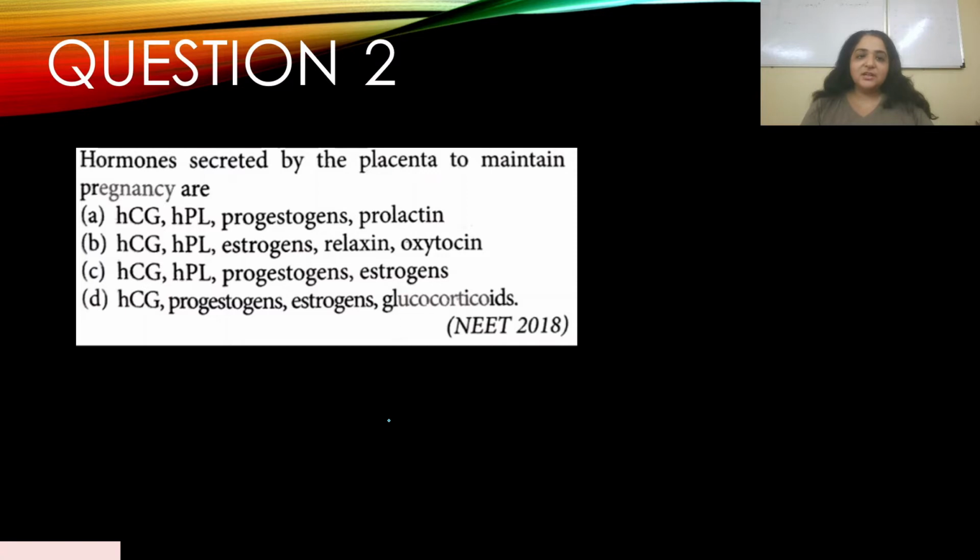Hormones secreted by the placenta to maintain pregnancy are, and this appeared in NEET 2018: A. HCG, HPL, progestogens, prolactin. B. HCG, HPL, estrogen, relaxin, oxytocin. C. HCG, HPL, progestogens, estrogens. D. HCG, progestogens, estrogens, and glucocorticoids. So the hormones secreted by the placenta to maintain pregnancy are HCG, HPL, progestogens, and estrogens. Okay, your answer is C.